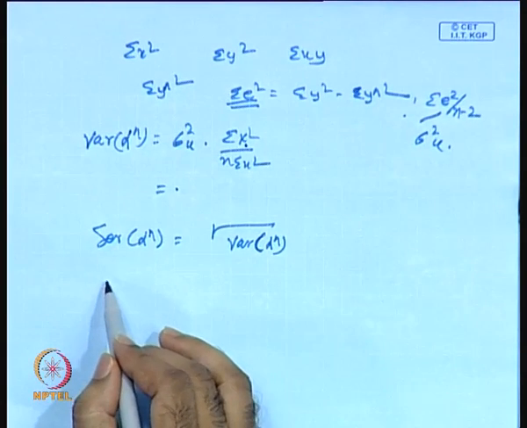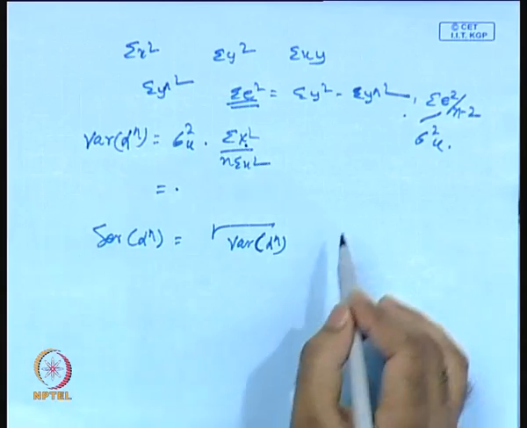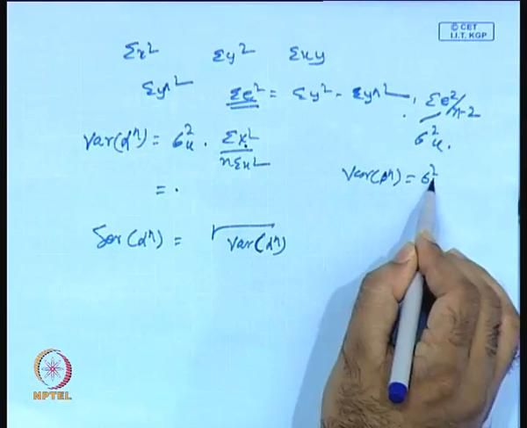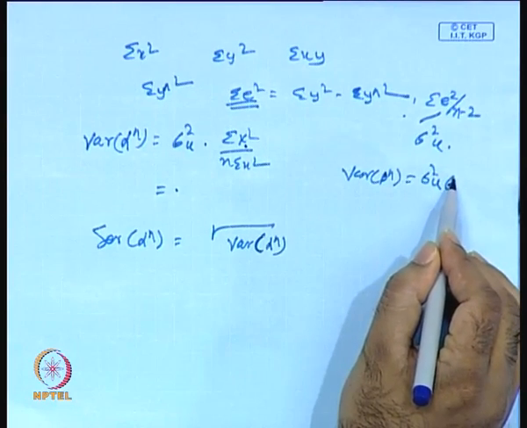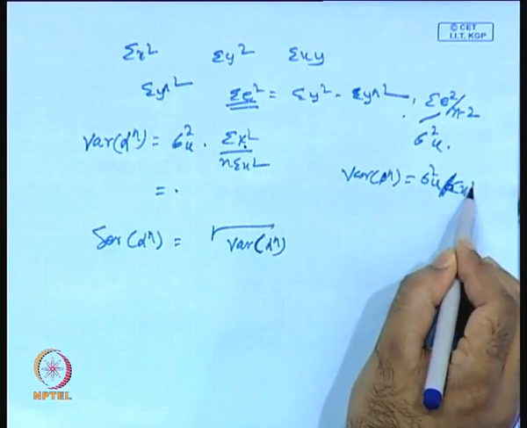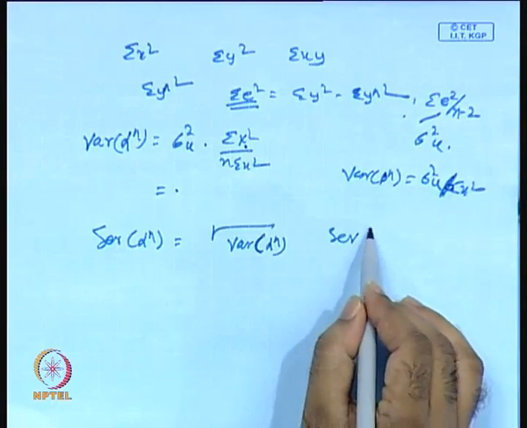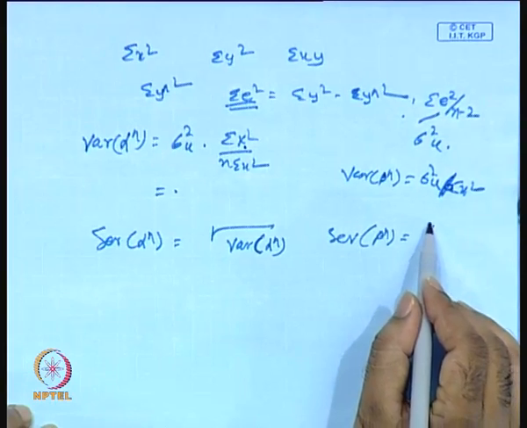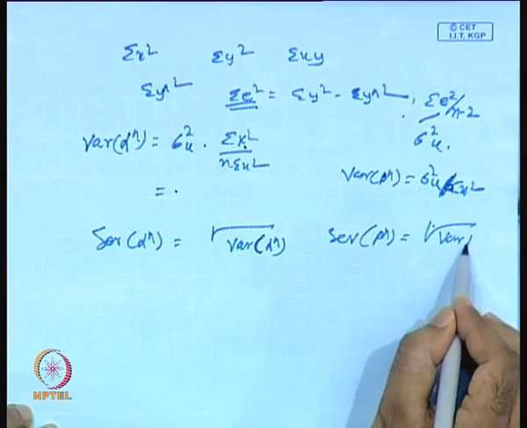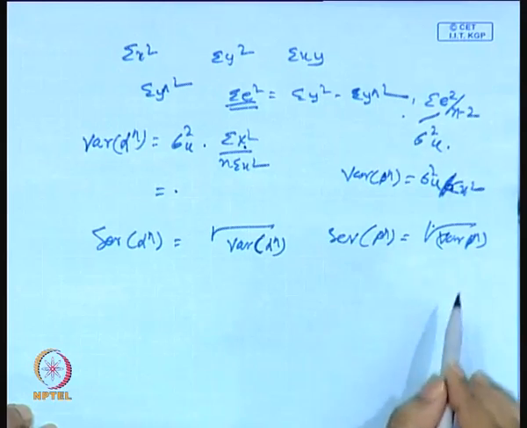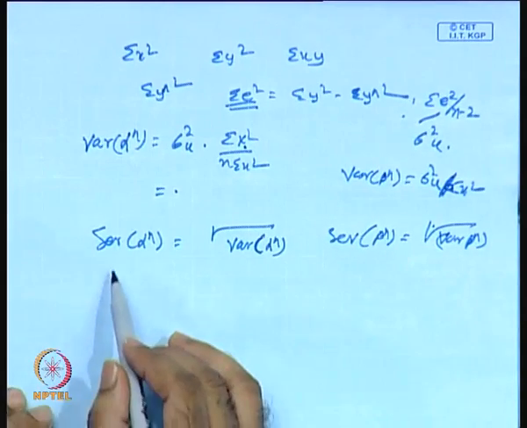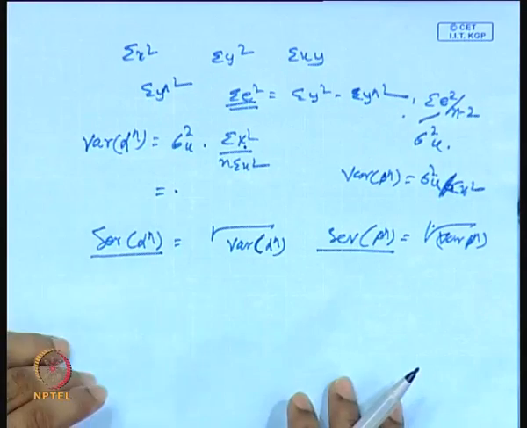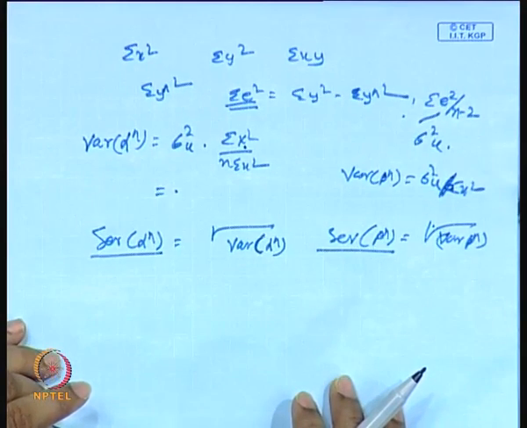Similarly, we have to calculate the variance of beta hat. So, variance of beta hat equals sigma square u divided by summation x square. Now standard error of beta hat equals the square root of variance of beta hat. Okay. So, once you get standard error of alpha hat and standard error of beta hat, then the next procedure is to get the t statistics.